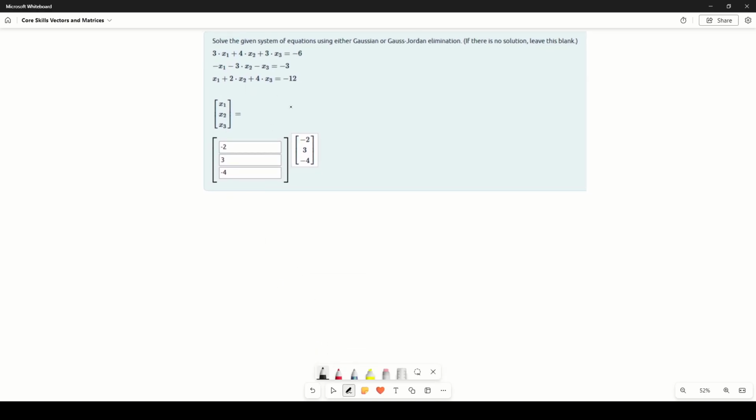Anyway, I don't really know the theory behind this, but I can tell you how you solve it. I think using Gaussian elimination. What we're going to do is make a special kind of matrix with a dotted line in the middle. So we're going to take the first equation, say. The coefficient of x1 is 3, coefficient of x2 is 4, and the coefficient of x3 is 3. And this equals minus 6. So we're going to put minus 6 to the right of the dotted line.